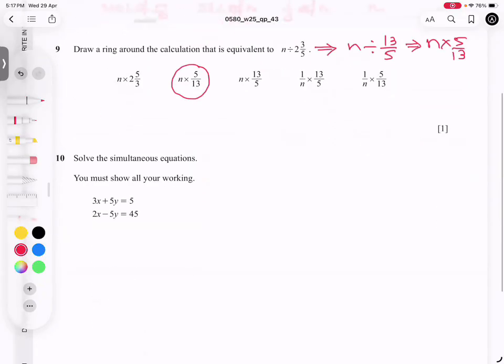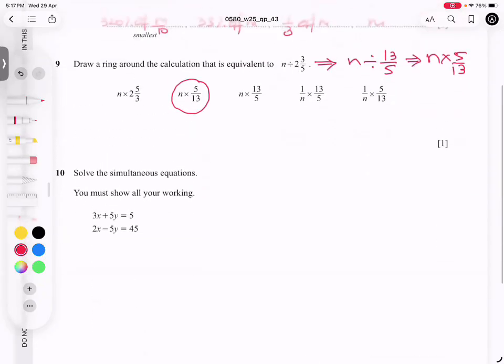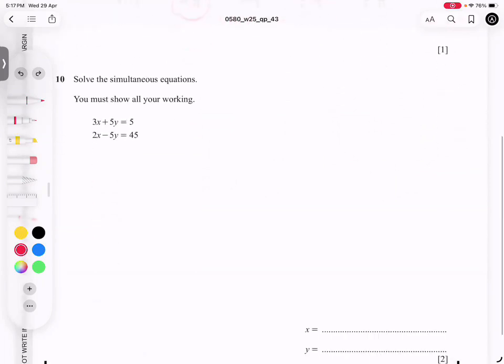Next question, number 10. Solve them simultaneously. What is the rule? The numbers must be equal to cancel. It's a very simple, easy question. Plus 5 and minus 5 are easy to cancel, and they cancel. I got 5x from here, and here I got 50. This 5 divides, and I'm getting 10. So x is 10, and now I can plug this value into any one equation.